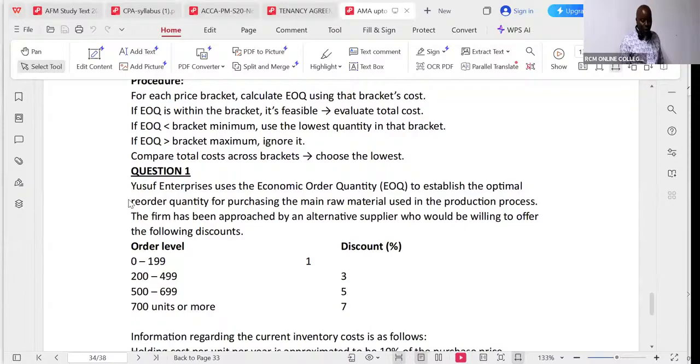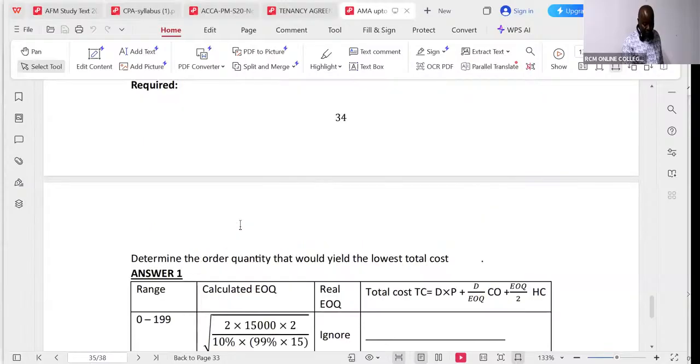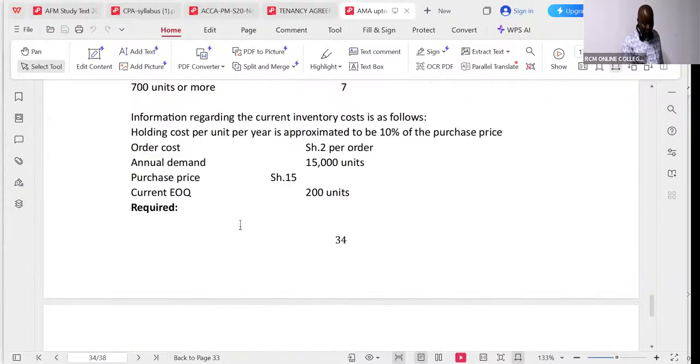So I've been able to give the background to this EOQ, which most of us have not even heard about and have not understood totally. Let me demonstrate this using this question. Yusufu Enterprises uses EOQ to establish the optimal reorder quantity for purchasing the main raw material used in the production process. The firm has been approached by an alternative supplier willing to offer the following discounts. So information regarding the current inventory cost is as follows.